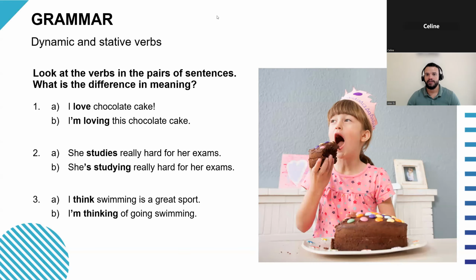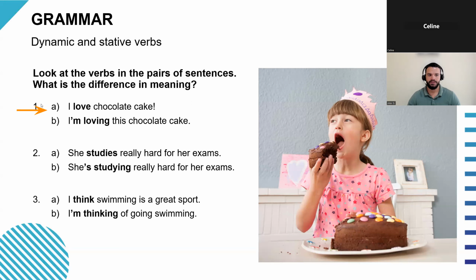Here we have the next one. The next one says dynamic and stative verbs. So I'm going to ask you, Celine, to please read the instructions here. Look at the verb in the pair or sentence, what the difference in meaning. Very good. So I'll help you with the first one, Celine.